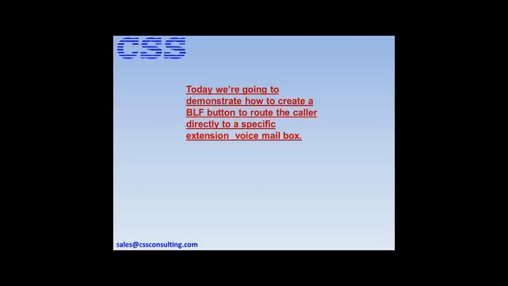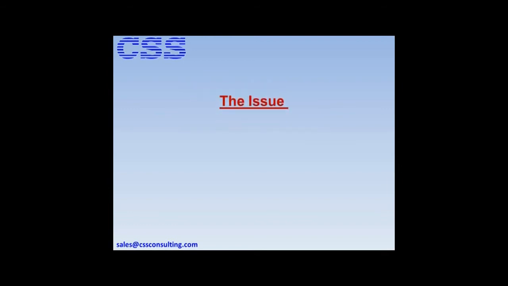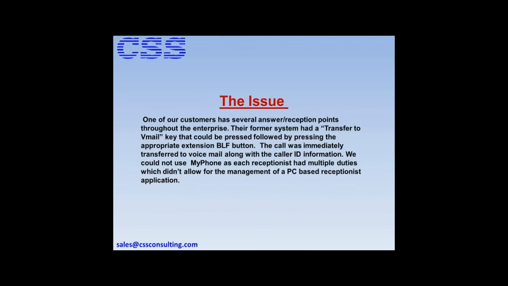We're going to demonstrate how to create a BLF button to route the caller directly to a specific extension voicemail box. The issue: one of our customers has several answer reception points throughout the enterprise. Their former system had a transfer to voicemail key that could be pressed, followed by pressing the appropriate extension BLF button. The call was immediately transferred to voicemail along with the caller ID information.